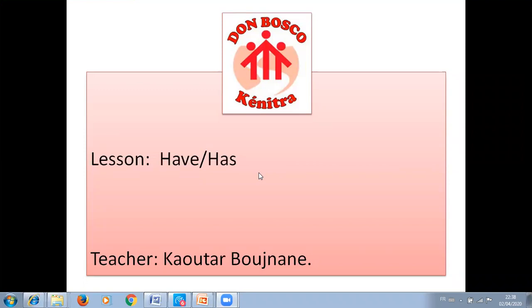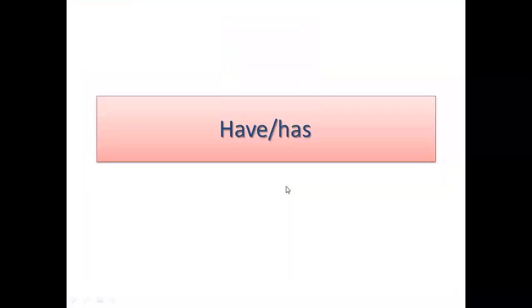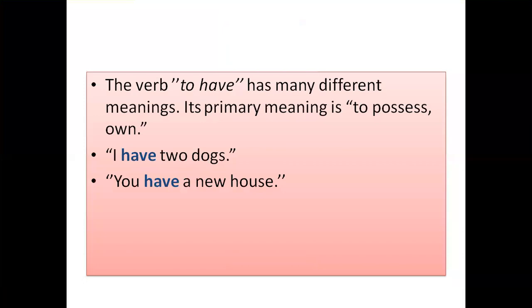So today's session is about the verb to have. We're gonna see the difference between have and has. So the verb to have has many different meanings. Its primary meaning is to possess, which means we're talking about something that belongs to you, or we're talking about the ownership. I own something.